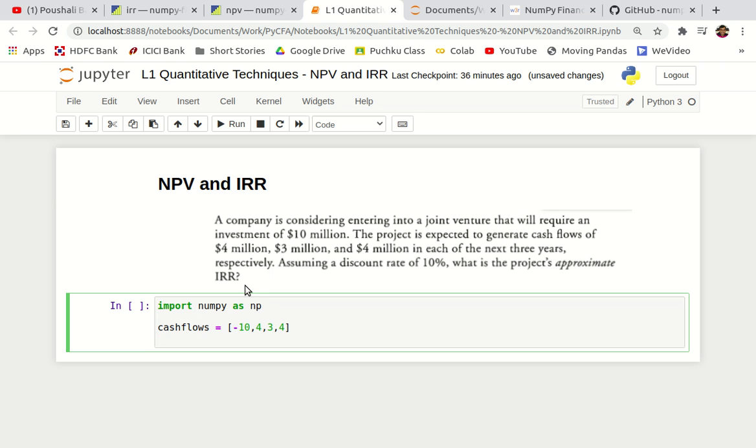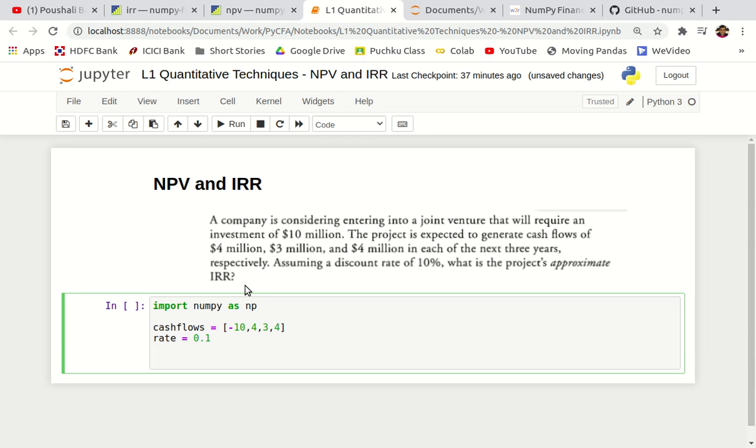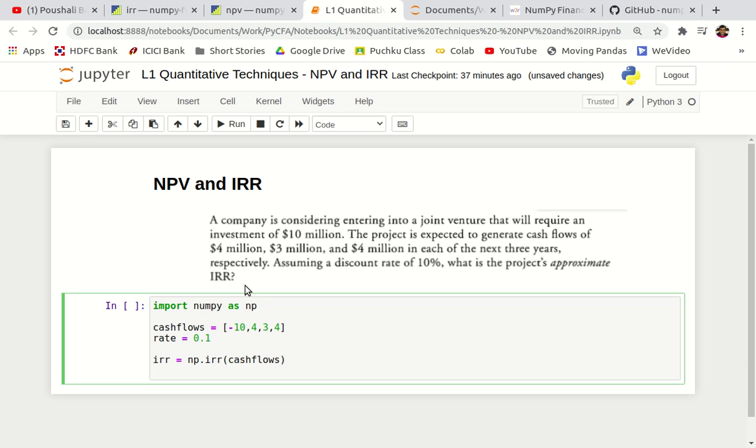And the discounting rate is 10%, so 0.1. What will be the IRR? The IRR will be numpy IRR and just call the cash flows. And what will be the NPV? The NPV will be numpy NPV, first the rate, then the cash flows.